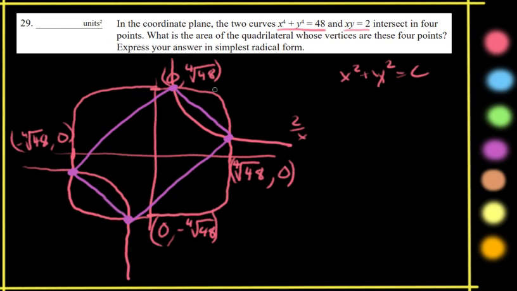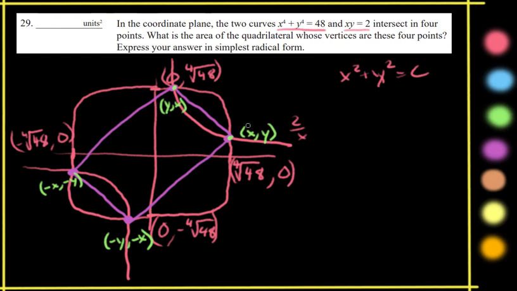So because of the symmetry of both of these curves, actually, we know that if I know the coordinate here, x comma y, this coordinate here is going to be y comma x. And not only that, but this coordinate here is going to be negative x comma negative y, which is just the opposite of this one. And then this one will be the opposite of that one, so it'll be negative y comma negative x.